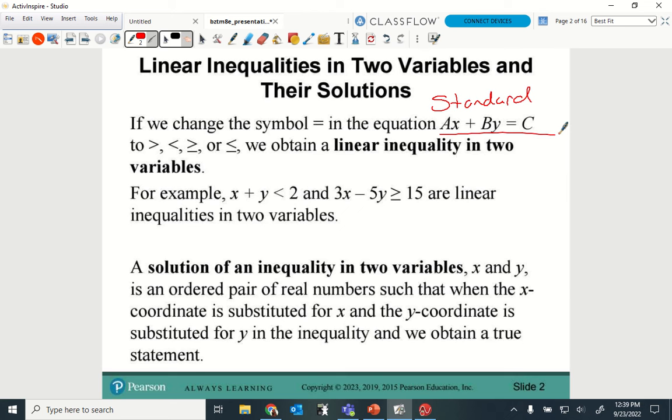Standard form like this. AX plus BY equals C. Now, remember back in the day, like elementary school, and you say, the alligator eats which one? Yes. The alligator eats the bigger number, right? So when you have your thingies there, and you say, hey, the alligator eats the bigger number.